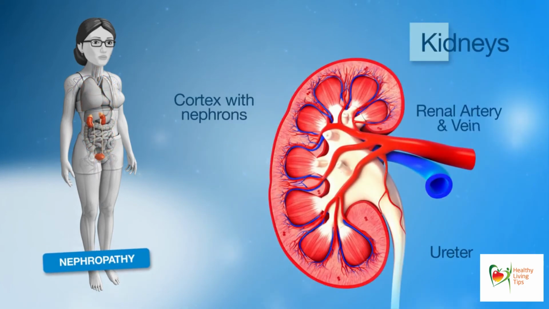Your two kidneys act like a filtering system, keeping the important nutrients in and getting rid of the toxins from your blood. Damage to the small blood vessels within the kidneys can affect this important filtering system.